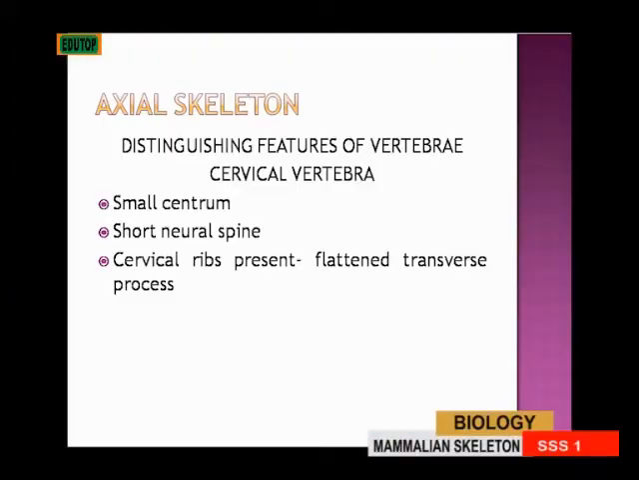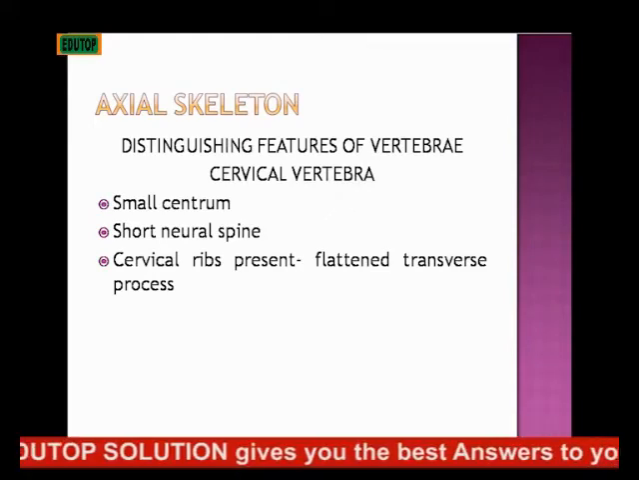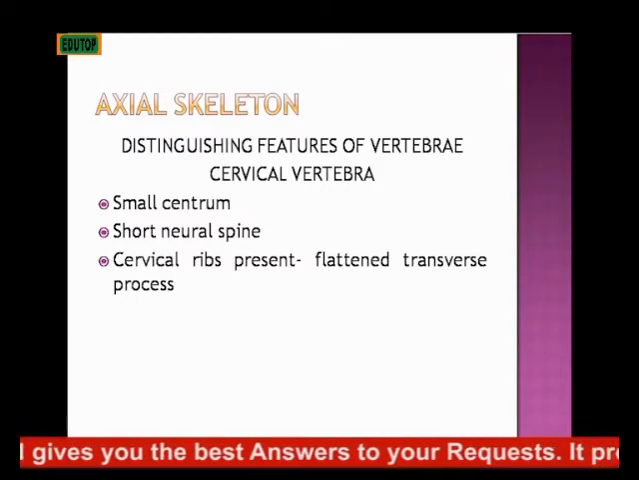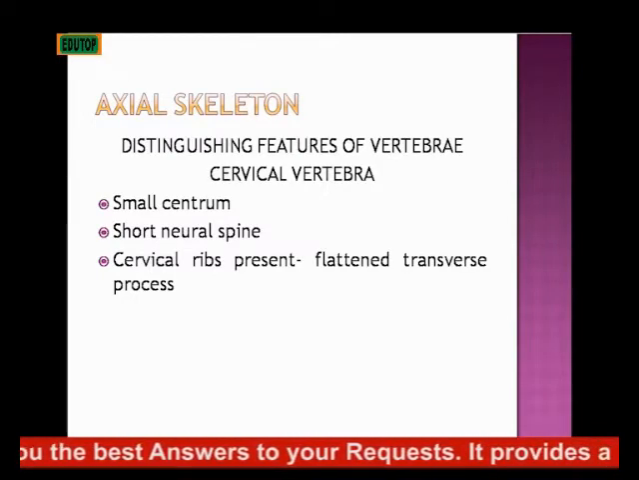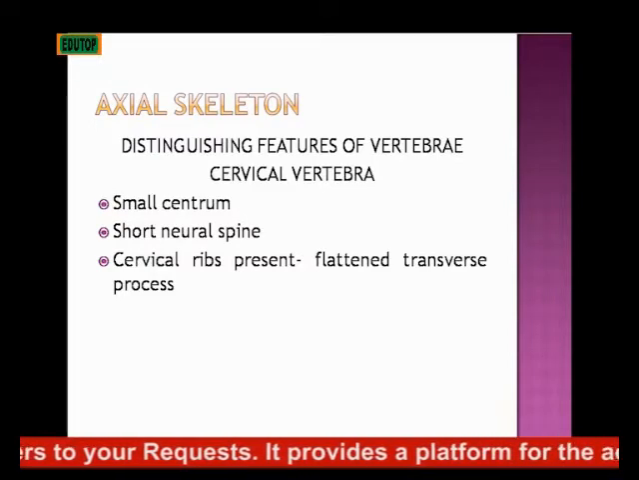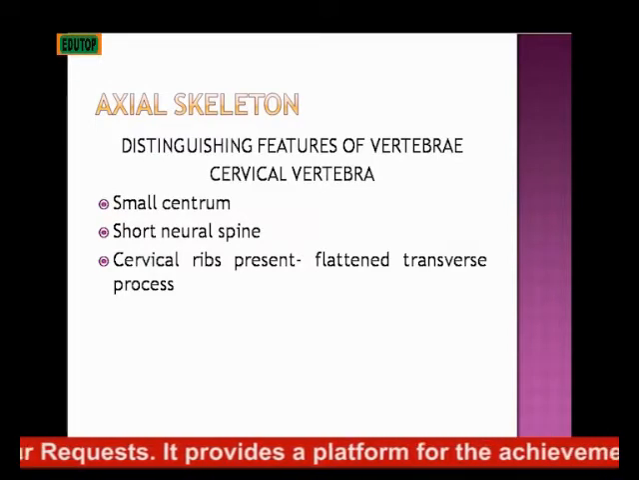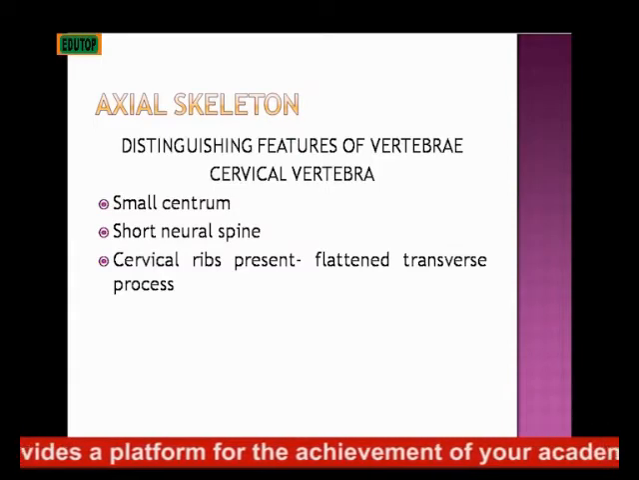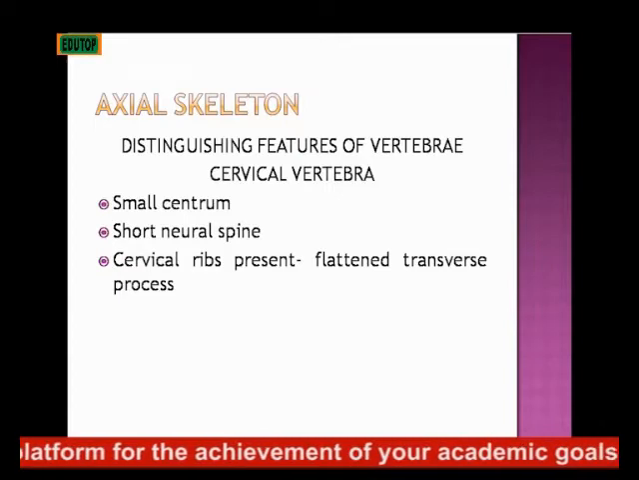So the first is the cervical vertebrae. The cervical vertebrae has a small centrum. It has a short neural spine. Then cervical ribs are present. It has a flattened transverse process. It has a large neural canal. Then it has vertebral canals, that is two openings through which blood vessels of the neck pass through.